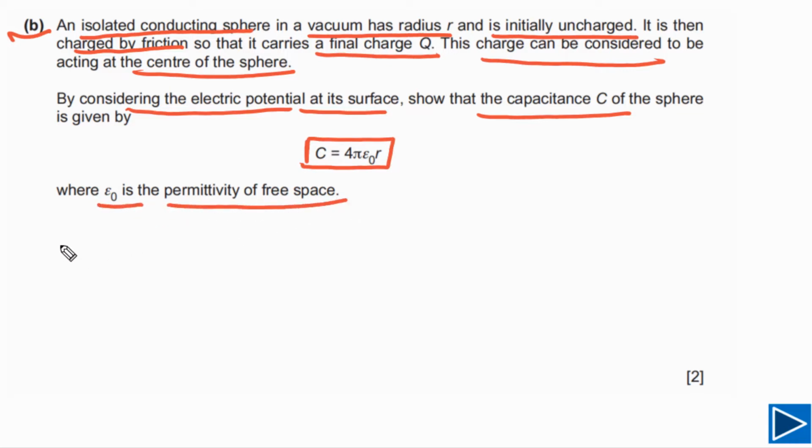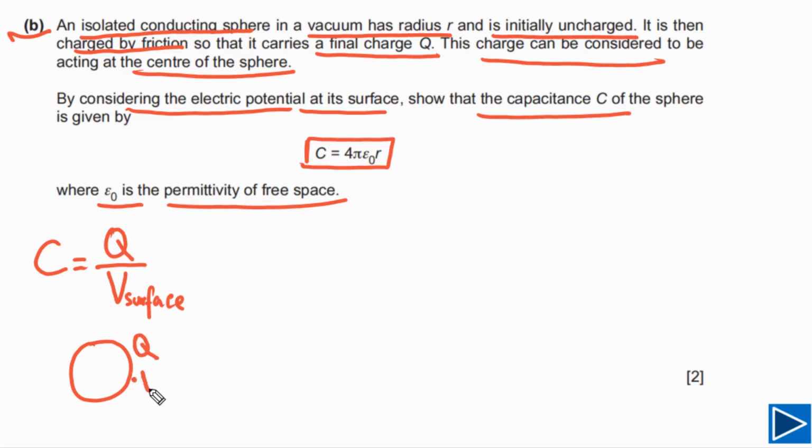First thing, the question is asking us to calculate capacitance. See, capacitance is equal to Q over V. Q is the charge at the surface of the sphere and V is the potential at the surface of the sphere. Now imagine that we have a sphere here and the charge on its surface is plus Q. We need to find out the value of V at this point. So if we have the value of V at this point, simply we can plug it in this formula and we can find out the value of C.